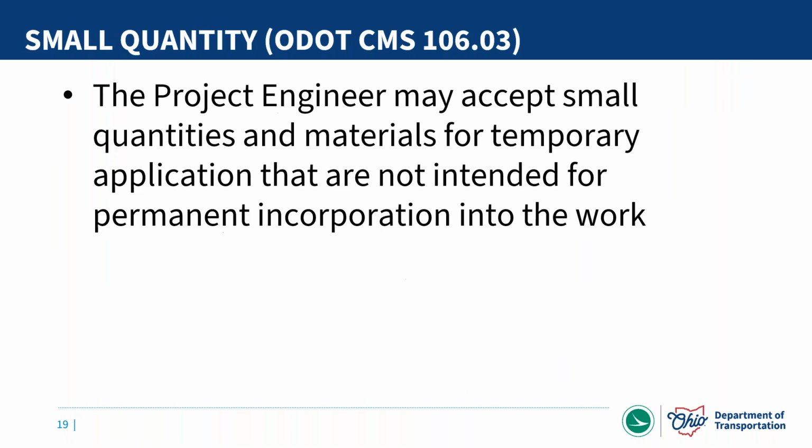Another way that we check materials is through small quantity. So before saying that a material is a small quantity and accepting that material, the project engineer will need to evaluate whether that item meets the requirements of CMS 106.03, whether it does not exceed 10% of the total quantity required for that specific construction item, and if it is not a critical structure or highway safety item, then the engineer may accept the small quantity of an item.